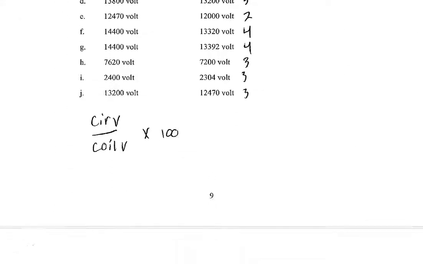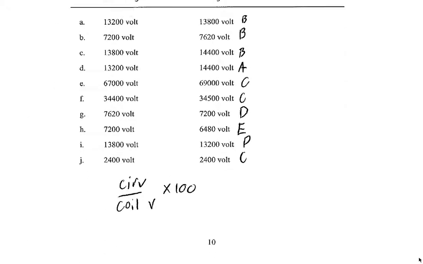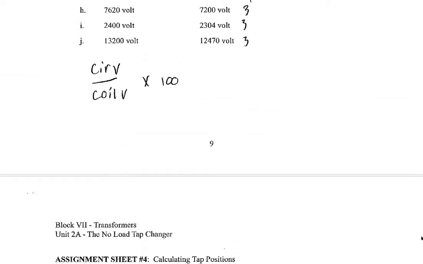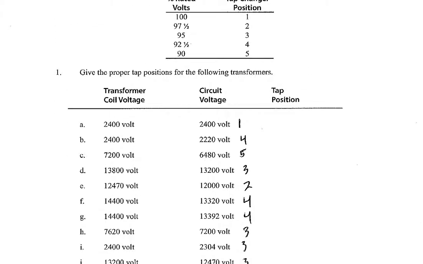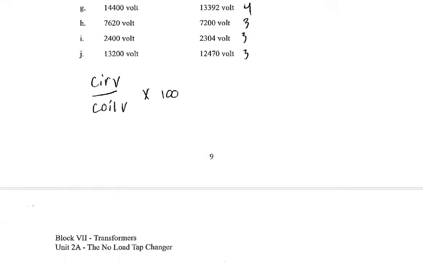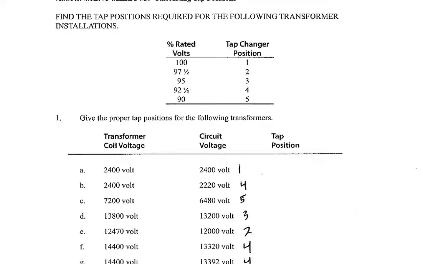Okay, and it looks like you've got these all under control here. Really all you need to do is go ahead and find out what this percentage is, and it looks like you've got that right. So if you take the circuit voltage, it's 2400 over the coil voltage times 100 equals 100%. So that's a tap setting of 1.